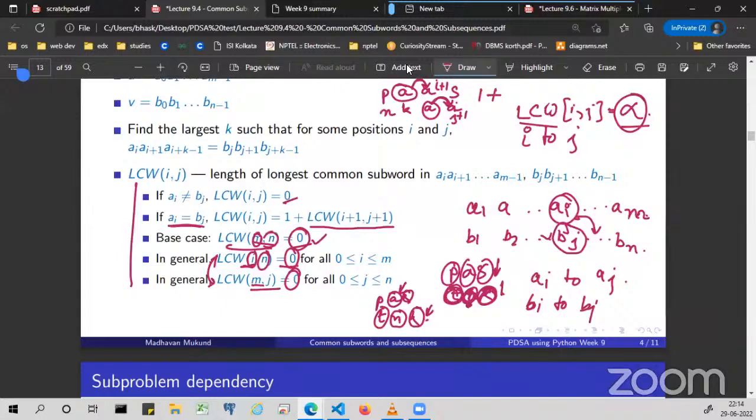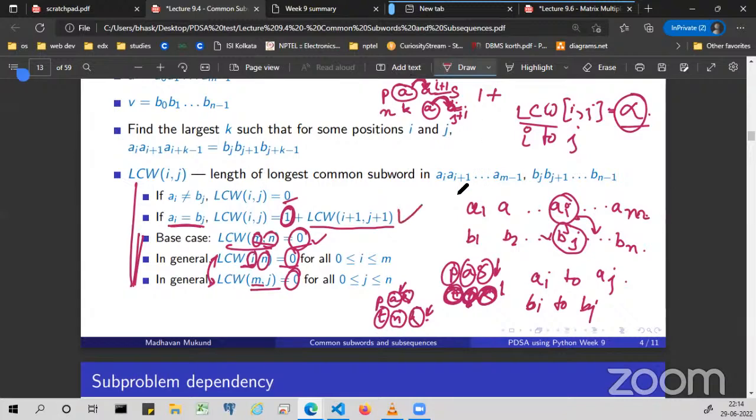LCW is the longest common word between I and J. So between I and J, I am adding 1 because AI and BJ are the same. That's why I'm adding 1 plus the next values, which is A over here and this next A over here. So within this, what is the longest common word? So LCW of I +1, J +1. I is also increasing, I'm going to the next element. J is also increasing, going to the next element. Okay, simple recursive call. These base cases are a bit tricky to figure out, and this is quite easy.